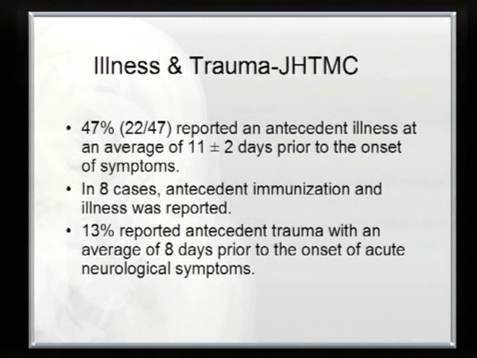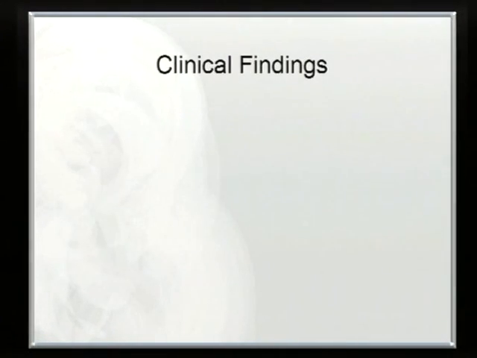And this question, does antecedent trauma relate to the onset of transverse myelitis? In the group that came to Baltimore to be evaluated by the team at the Transverse Myelitis Center, about 13% reported an antecedent trauma with an average of 8 days prior to the onset of the neurological symptoms. And it's interesting that some of the other case series don't really mention trauma as a possible etiologic factor.